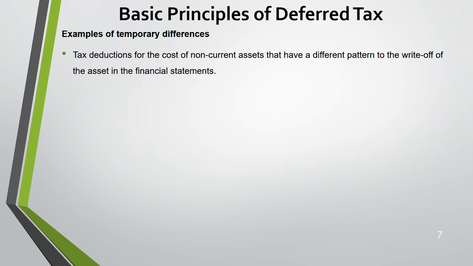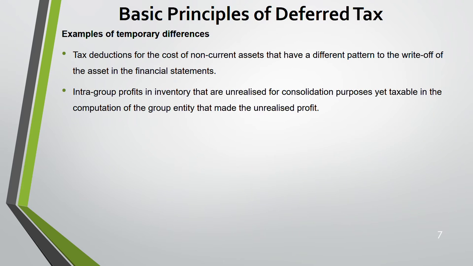Okay, tax deductions for the cost of non-current asset have a different pattern to the write-off of asset in the financial statements. So in the exam, if they give you the depreciation or capital allowances, that is for the non-current asset, a temporary difference will come. Second, intra-group profit. If intra-group profit is there on the inventory, it's a temporary difference. Why? Because there will be difference in the tax base and the carrying amount. See, temporary difference example means your carrying amount should be different to your tax base. Anything that causes the difference is a temporary difference. So this is that list. Okay, this you should know.